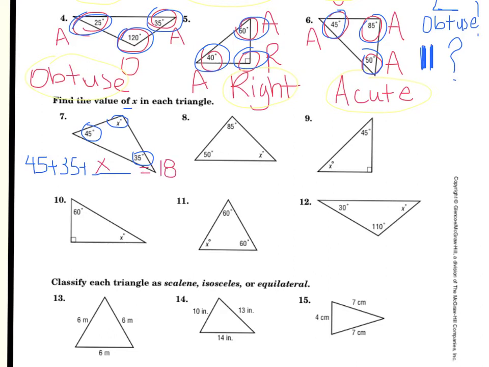180. Okay, so in your Cornell notes for number 7, you need to say 45 plus 35 plus X equals 180. Okay, let's look at number 8. Number 8 on your Cornell notes, you need to write 85 plus 50 plus X equals 180.